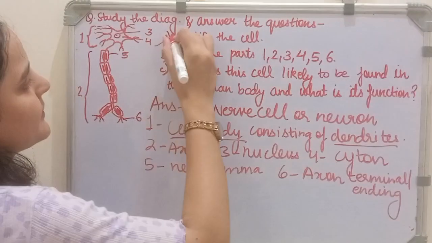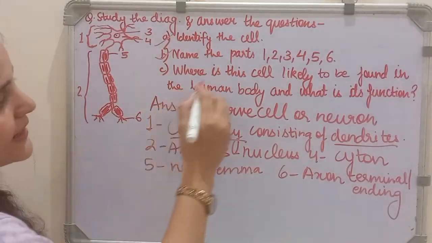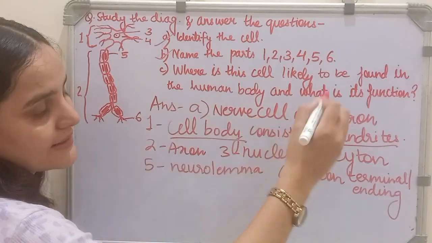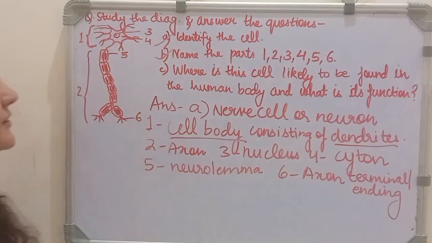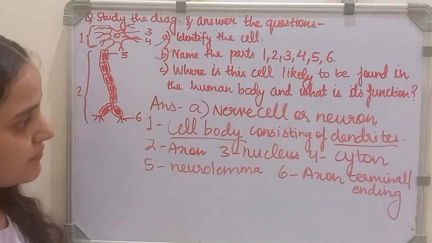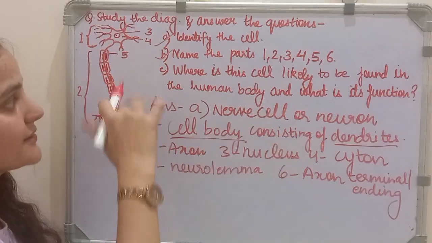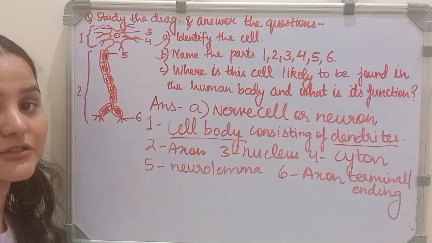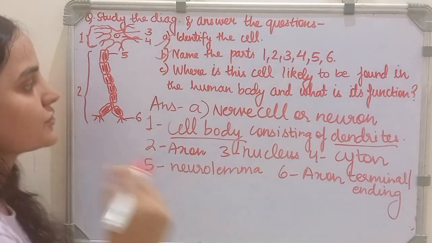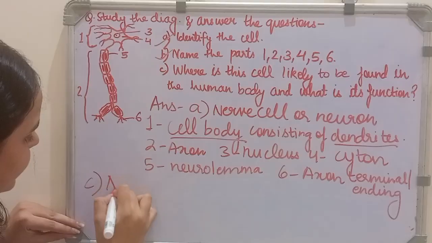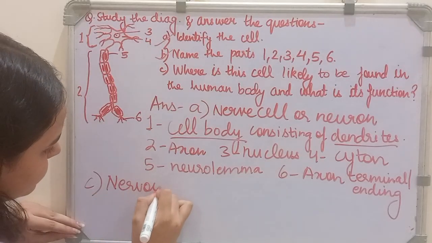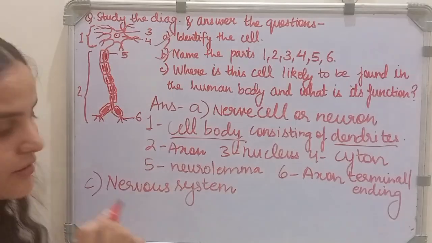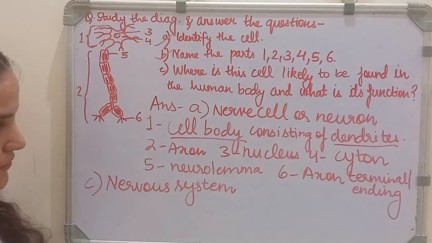Now next part, we have done part A and B. Next part, where is this cell likely to be found in the human body and what is its function? So this neuron or nerve cell is likely to be found in the nervous system, and this nervous system consists of brain and spinal cord.